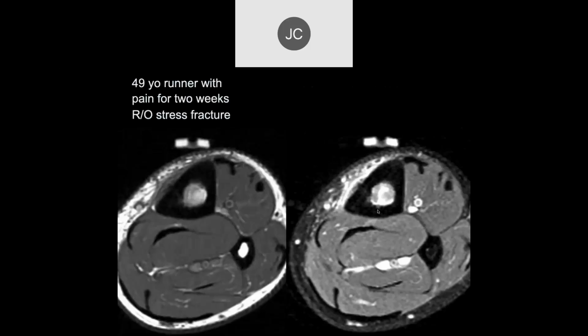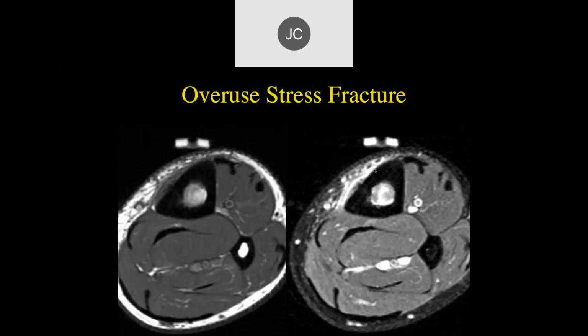You're too far away from the mic, John. And here we have a PD fat set. So again, we're seeing edema in the medullary bone as well as adjacent to the periosteum anteriorly. And then you want to look carefully for any abnormal signal within the cortex. Here we're just seeing medullary and periosteal edema. And this was a stress fracture, whereas John was just saying these are also called fatigue fractures.